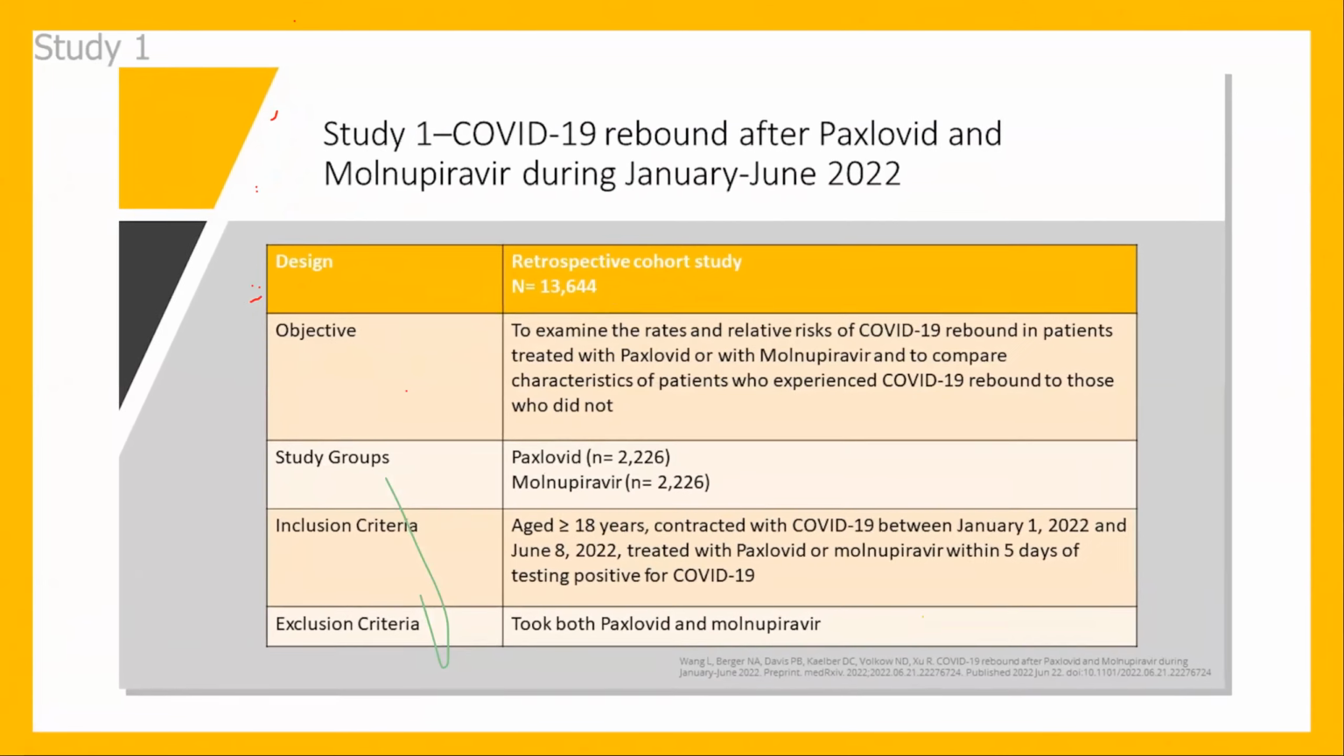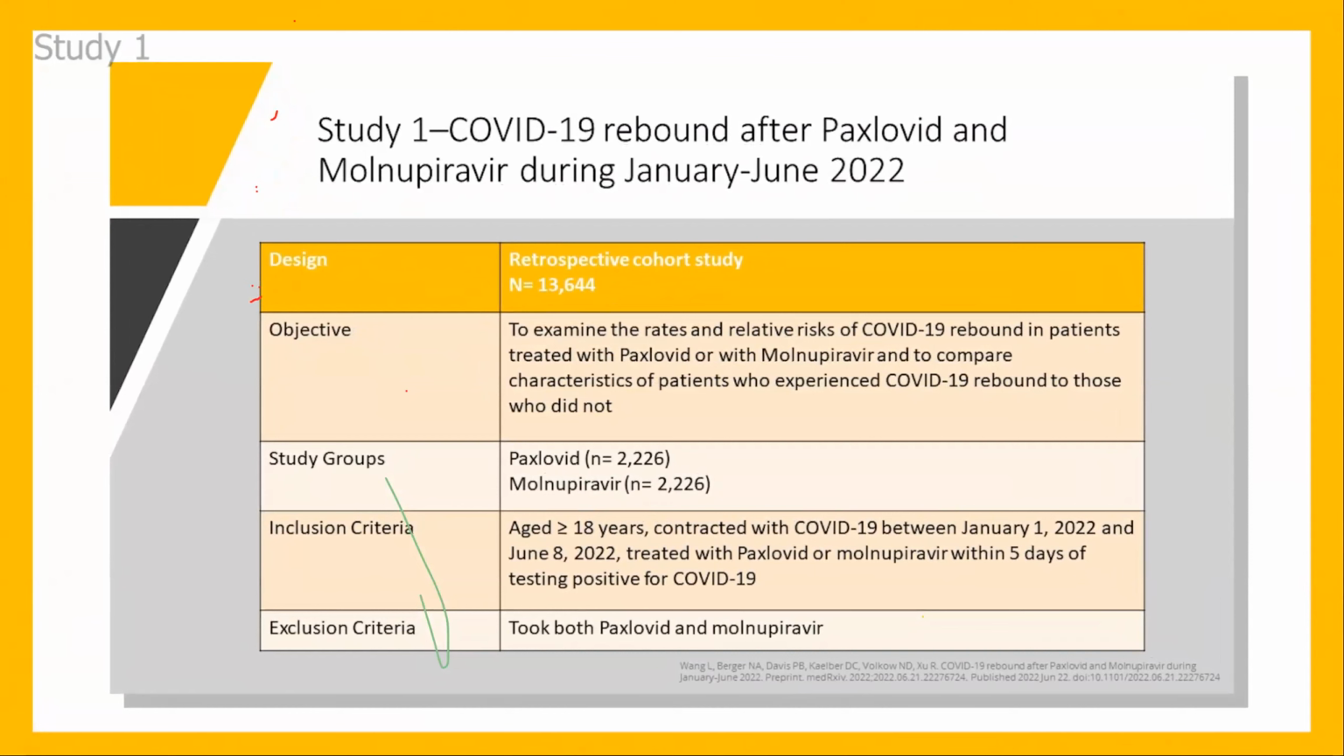This study included 13,644 patient records from a nationwide United States database. The authors sought to examine the rate and relative risk of COVID-19 rebound in patients treated with nirmatrelvir and ritonavir or with molnupiravir, and compare the characteristics of patients who experienced COVID-19 rebound to those who did not.